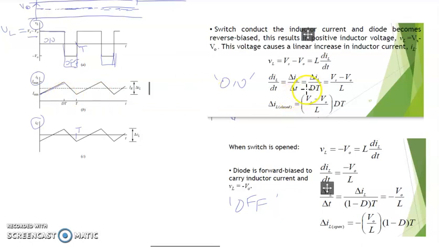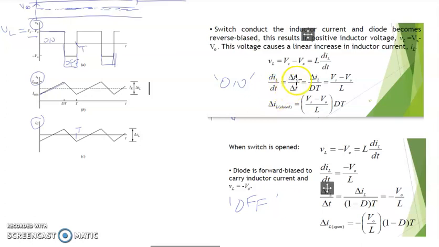Okay. So Vs minus V out is equal to L times the rate of change of your current IL divided by dt, that is, the rate of current change divided by the duration of the duty cycle.